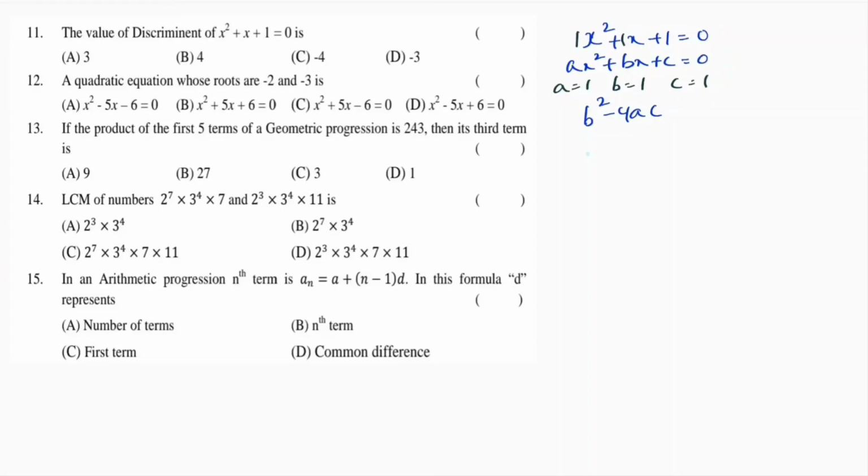Now if we substitute the values, b square, 1 square, minus 4 into a is 1, c is 1. So 1 minus 4 into 1 is 4. So 1 minus 4 is minus 3. So the correct option for the 11th bit is minus 3, which is D.